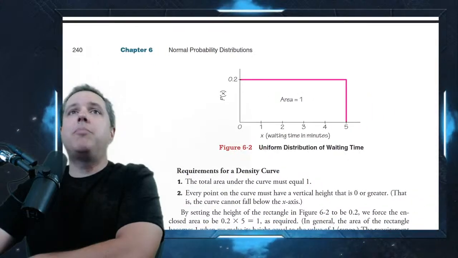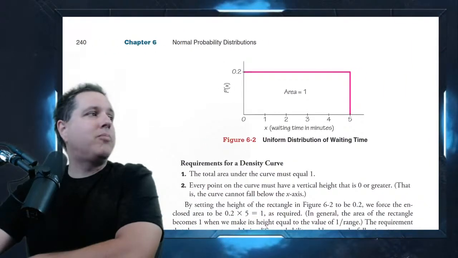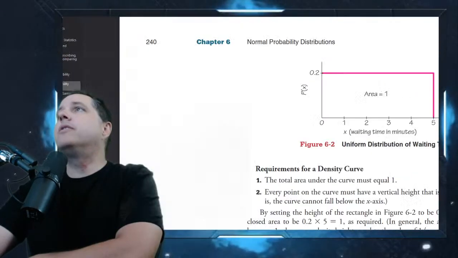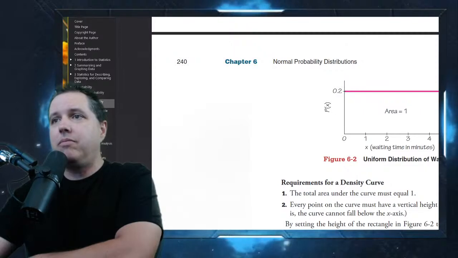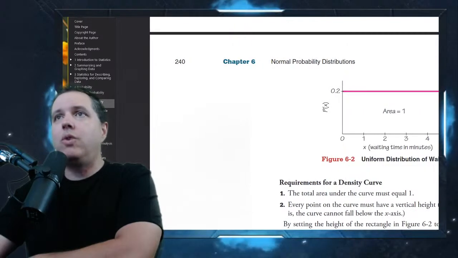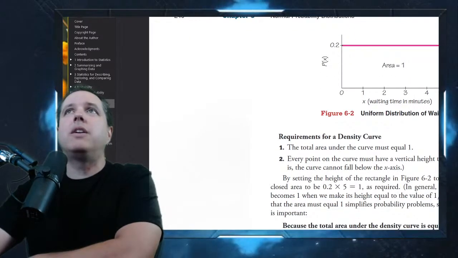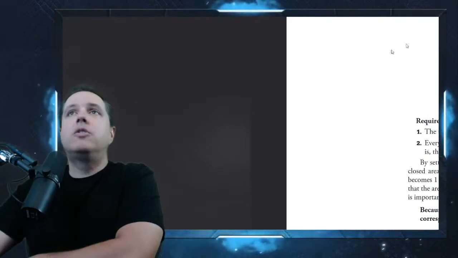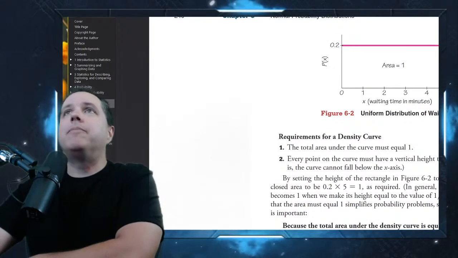a couple things we need for a probability density curve. Darn it, when I put it in a certain spot, it expands to the whole window. I wish Windows didn't do that. I don't know why they do that. Okay, come on.